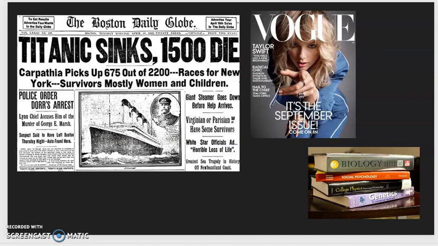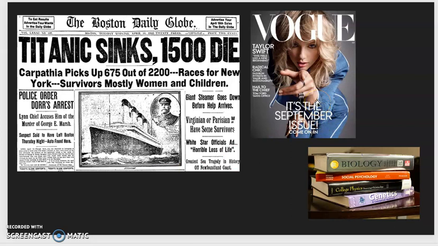So here are some examples. Here we have the Boston Daily Globe headline of when the Titanic went down. It says Titanic sinks, 1,500 die. So they weren't there, they didn't actually experience the event, but they're reporting on it.